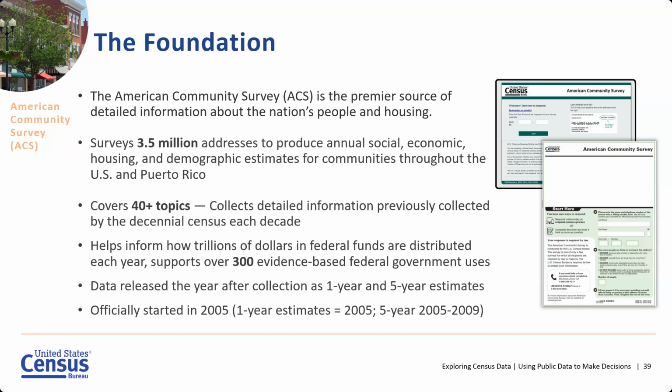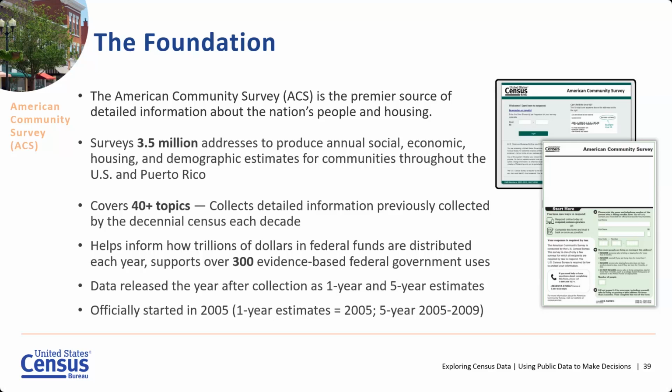ACS data are timely because they are released the year immediately following the year in which they were collected. The ACS creates period estimates, which just means that they represent the characteristics of the population and housing over a specific data collection period. So the ACS releases estimates for 1-year and 5-year periods.